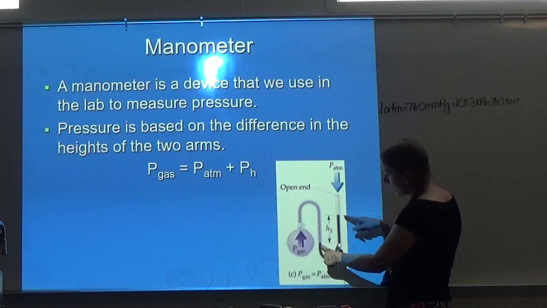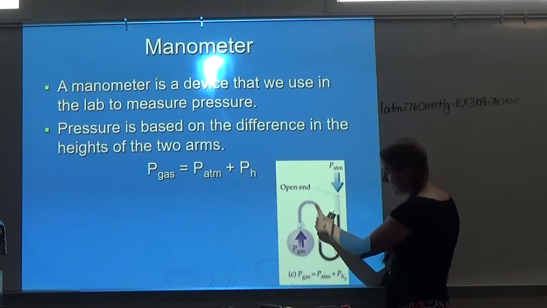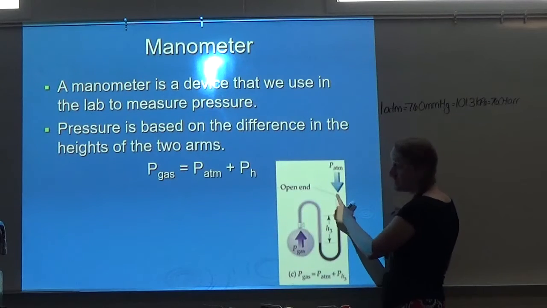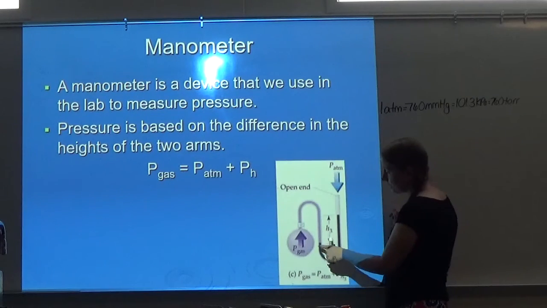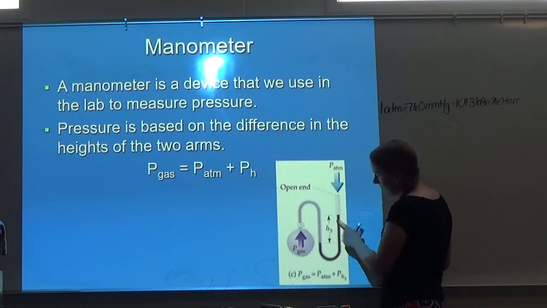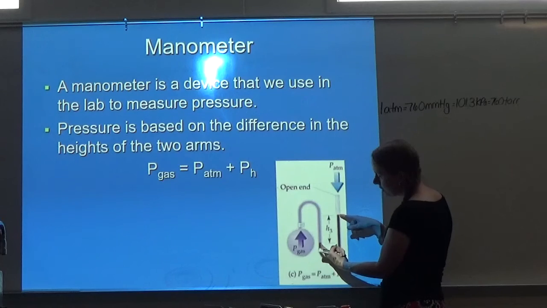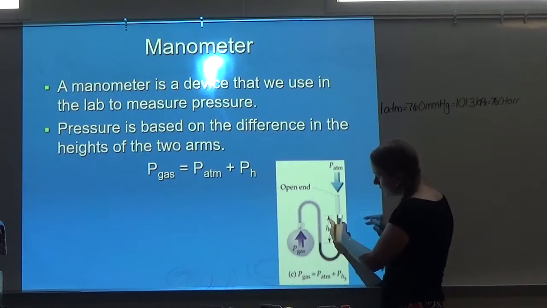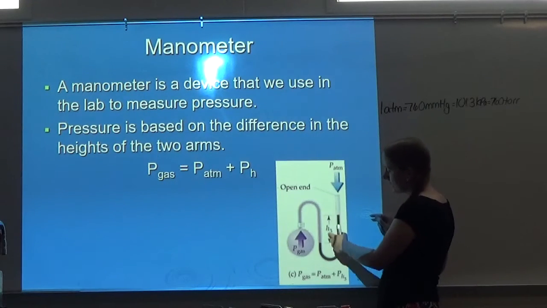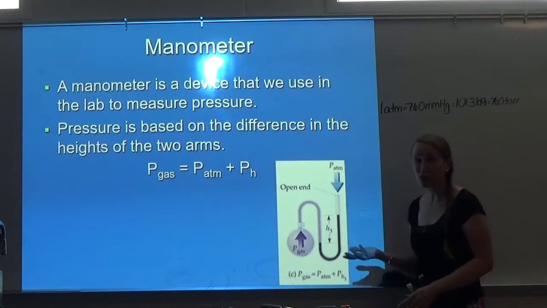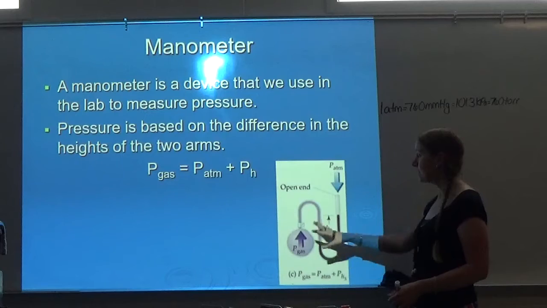And then you have this weird S-shaped arm that's open, but it can be closed. Okay, we'll talk about that later. But it's like a tube, and then it has mercury in it. And so we have two different heights on this tube. That's what we're looking at. Are the levels equal? Was one side higher? Is one side lower? That's what we're basing the pressure on.